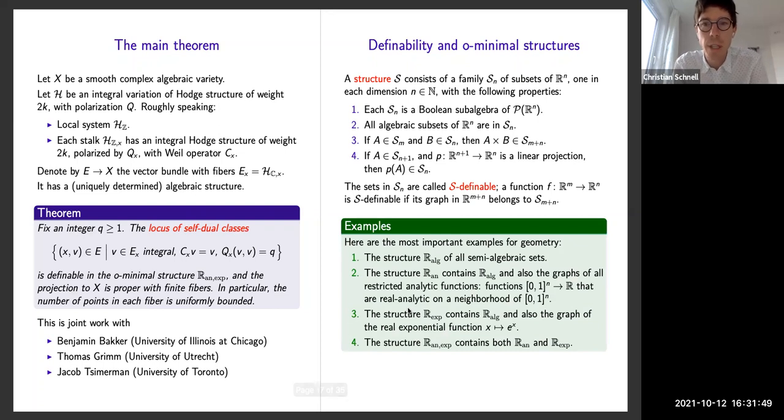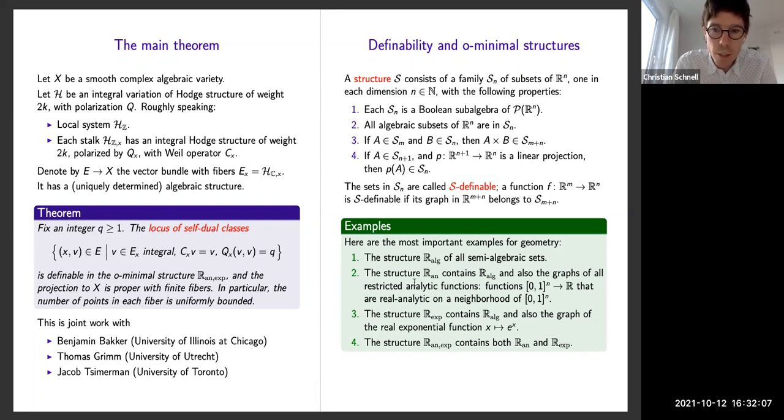Examples of structures that are useful in geometry are the following four. So first, the smallest structure that contains the algebraic sets, these are the semi-algebraic sets, like Aaron said. So you don't just include sets defined by polynomials, but you also allow inequalities.